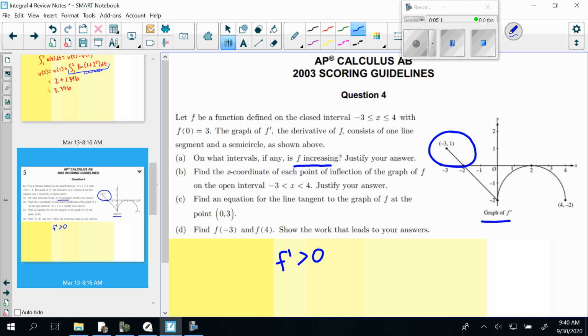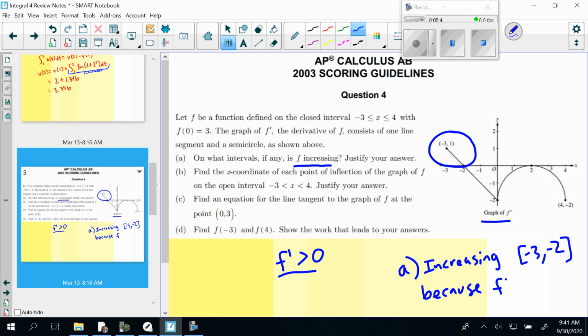And so for part A here, we would say that f is increasing on the interval from -3 to -2. So that would be where it is, and the justification is what we had over here, because on that interval f prime is positive, greater than 0.